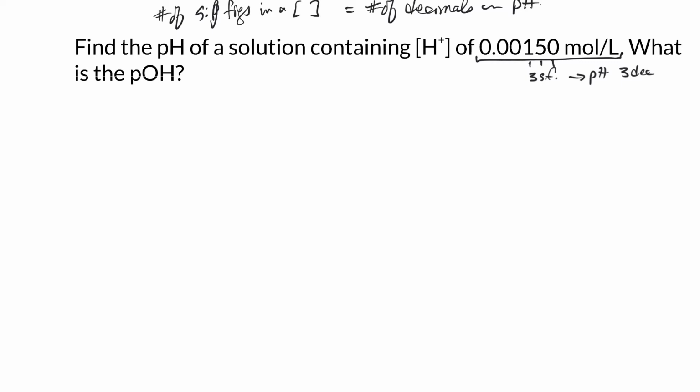Okay, so let's do this. pH is equal to negative log of the hydrogen ion concentration. So it's negative log of 0.00150. Okay, let's do that on, let's do decimals.